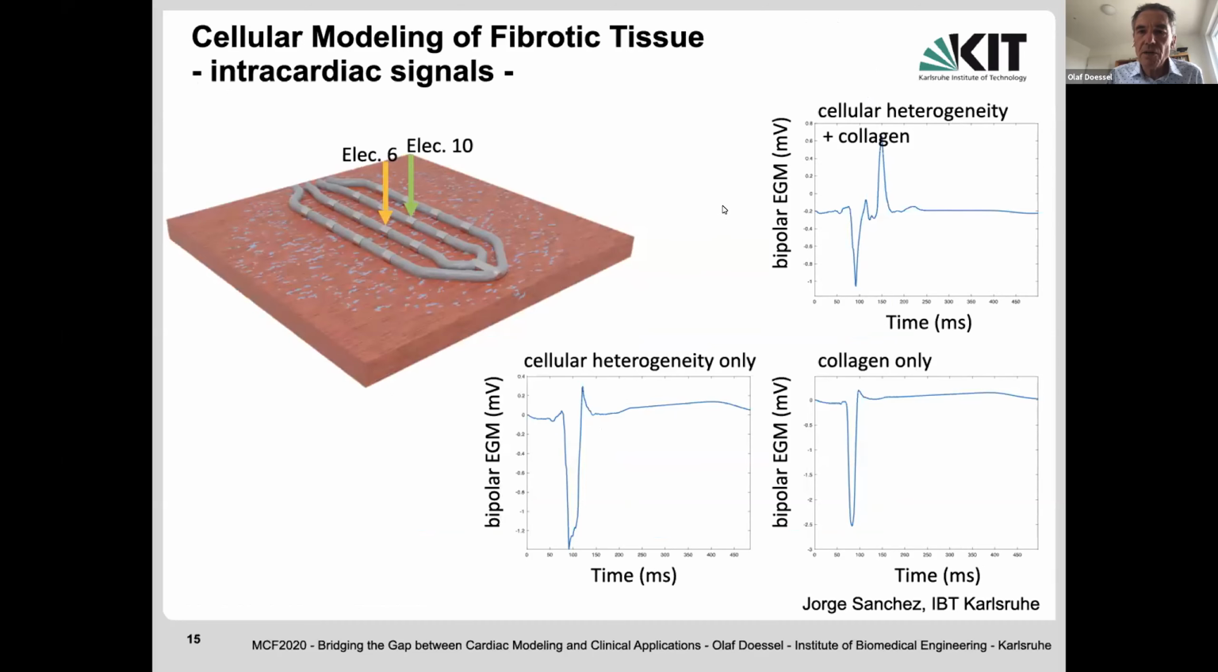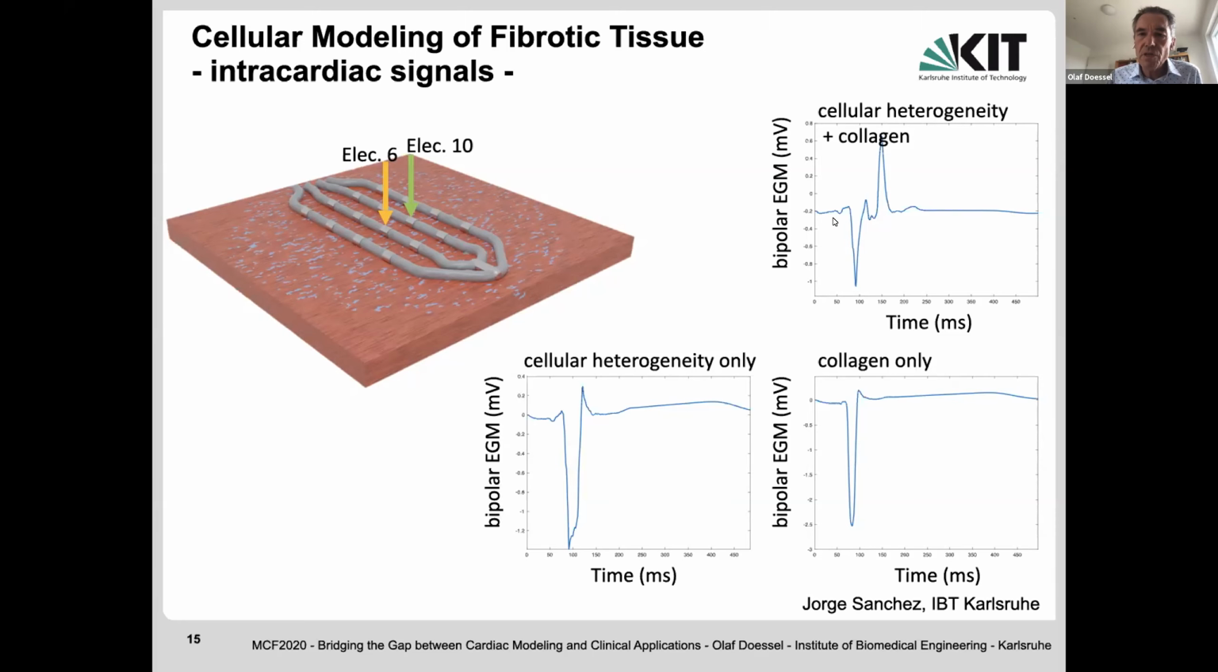And here is now the electrogram that Jorge calculated. Here he only included some cellular heterogeneity. Here he included only collagen. And here he had the full model where you switch on heterogeneity and collagen.